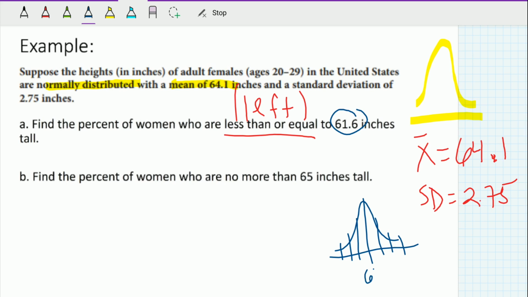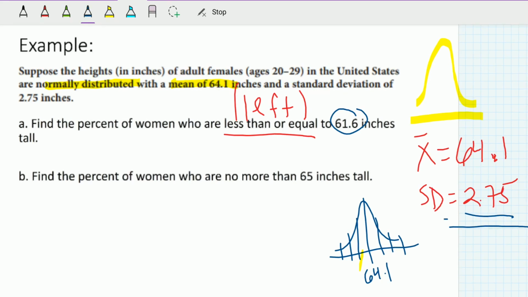So if the mean is 64.1 and the standard deviation is 2.75, all I have to do is subtract, right, to get to the next number, to get to basically this next number here. And so it'll be 64.1 minus 2.75, and that will give us 61.35. Okay, so if you notice that this number is not there, that basically is your telltale sign that I need to use z-scores.